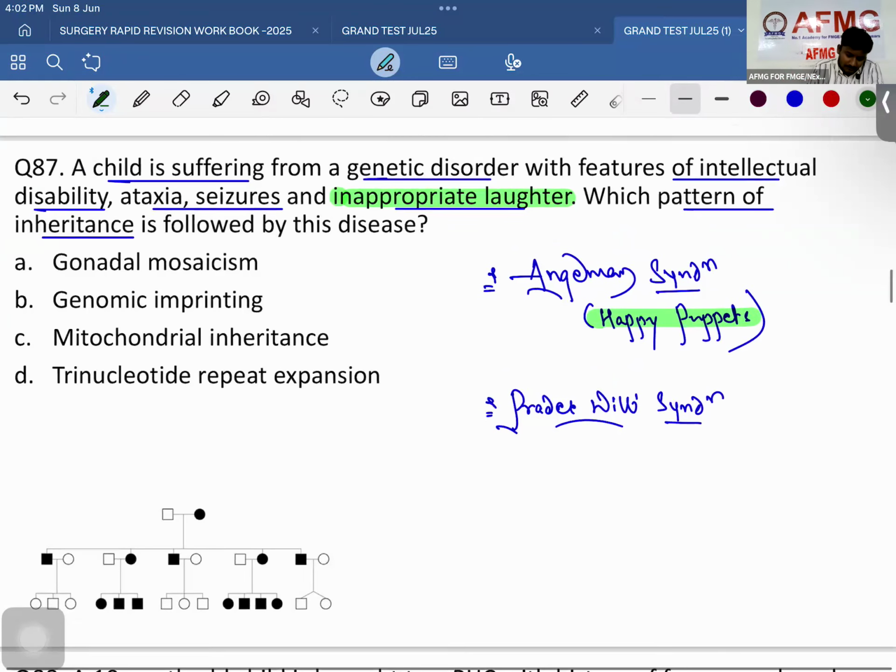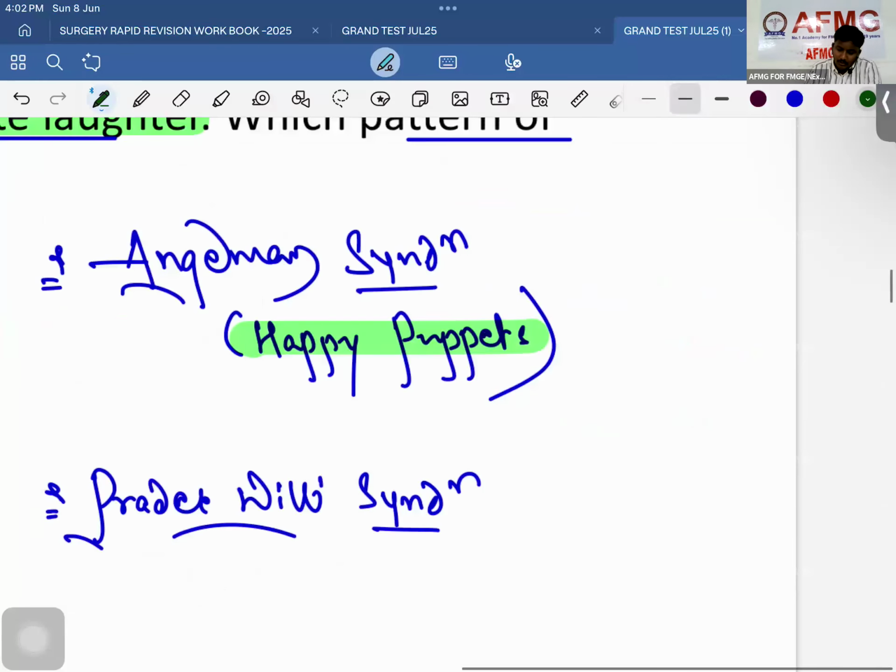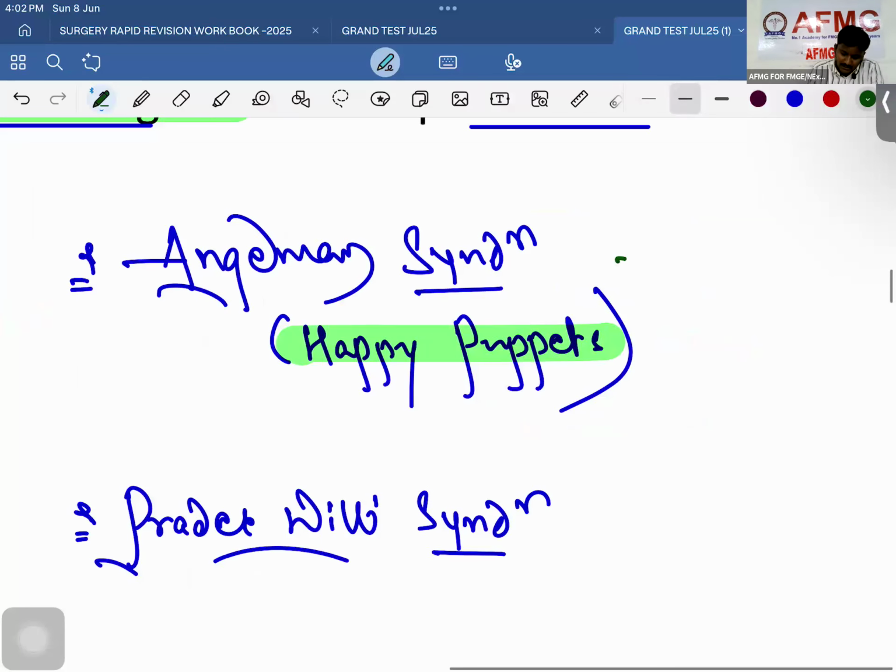Please tell me beta, the pattern of inheritance will be option B, that is genomic imprinting, also called as gene silencing beta. मतलब क्या होता है? One of the gene beta, either maternal or paternal gene is going to get inactivated or silenced beta. That is what is important to be remembered. बोलो किसकी gene delete होती है Angelman syndrome में?